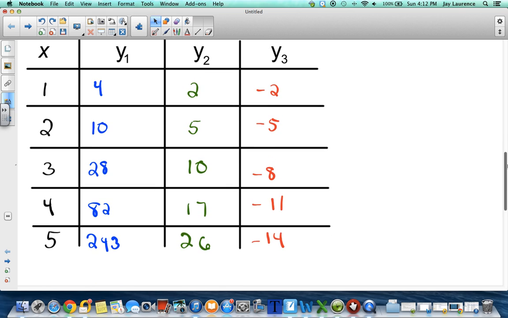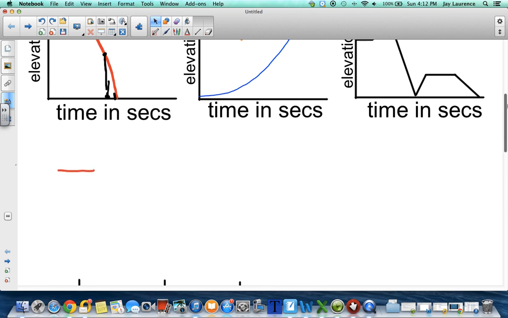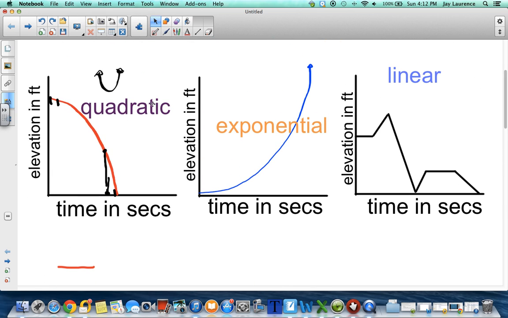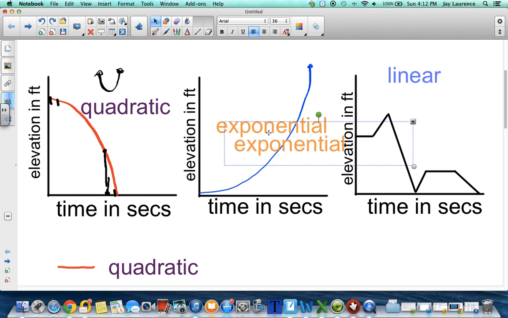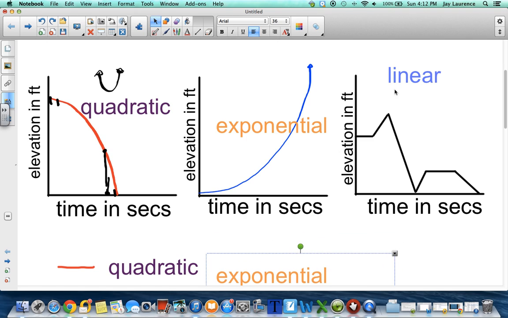All right. I also expect you to be able to tell me if they're linear, quadratic, or exponential based on just the data. So let's see how we do that.